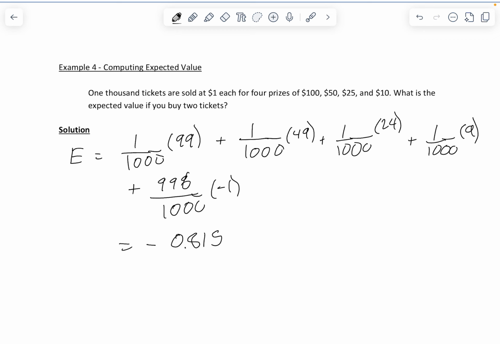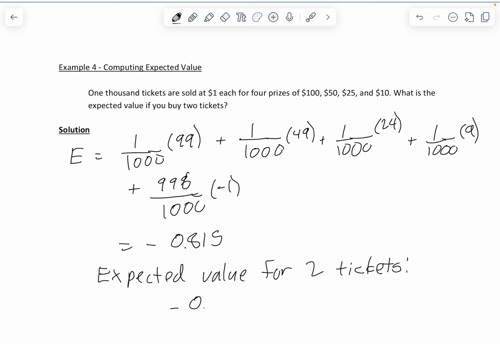So if you want to find your expected value of buying 2 tickets, you would multiply this result by 2. Expected value for 2 tickets: this would be negative 0.815 times 2, which is negative $1.63. So that would be your expected value if you bought 2 tickets in this game.